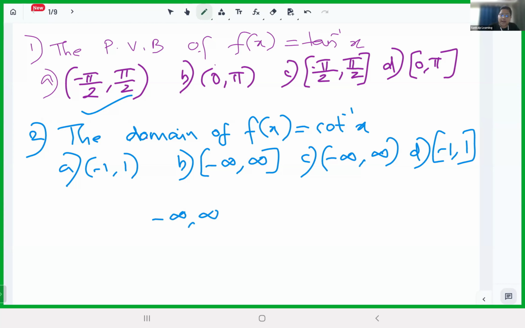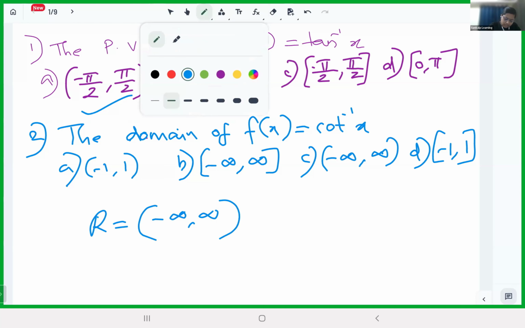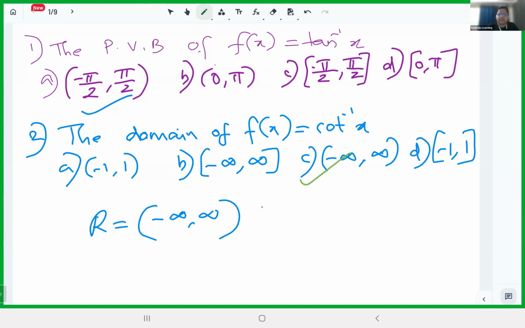And can you use closed brackets to represent minus infinity? No, you should always use open brackets when you write infinity. If an endpoint of an interval is infinity, then you should only use an open bracket. You should never use a closed bracket. So how will you write the set of all real numbers? It can be written in interval form as open interval minus infinity comma infinity. So what is the answer here? Since the domain of cot inverse is the set of all real numbers, the answer for this question is nothing but C, minus infinity comma infinity.